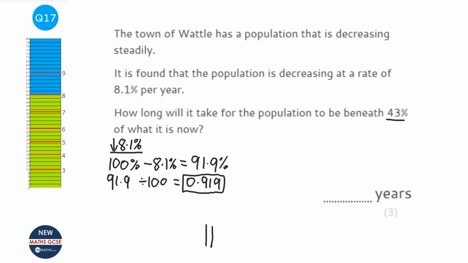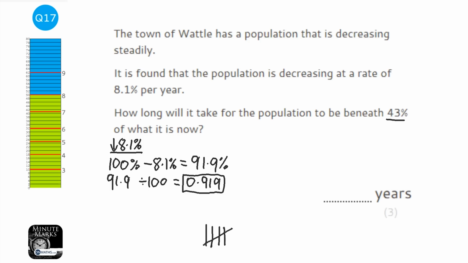Now at the moment it's 0.84, so it's nowhere near that. So I'm going to press equals again. That's the third year, 0.77, so not there yet. Press it again, 0.71. Again, 0.65.